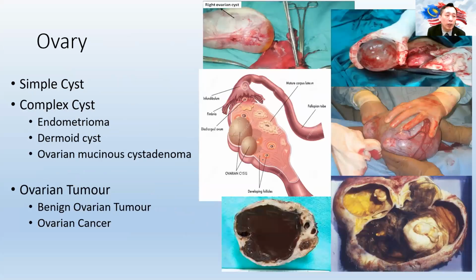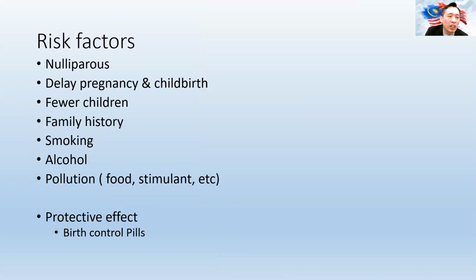Okay. Now we talk about ovarian cysts. The ovarian follicles are actually germ cells. They have the potential to become a baby or any cell. So in a situation where they get stimulated, they can form a cyst, complex cyst, endometrioma, dermoid cyst, mucinous cyst, ovarian tumor, and even cancer. The risk factors are nulliparity, delayed childbirth and pregnancy, fewer children, small family, history of smoking, alcohol, and pollution. However, the birth control pill has some protective effect.